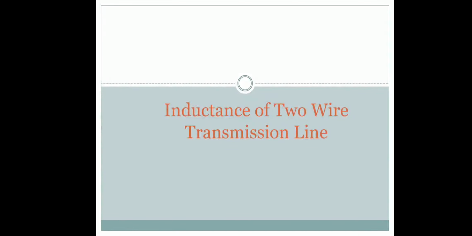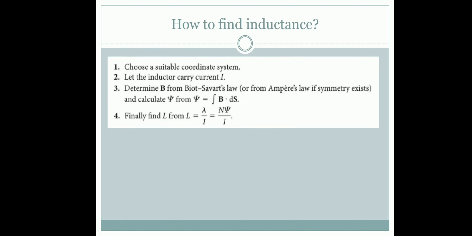Hi all, in this class we are going to find the inductance of two-wire transmission line. In previous class we studied how we can find the capacitance of two-wire transmission line. So to find the inductance of two-wire transmission line, first we need to assign a suitable coordinate system. Then we need to provide a current I to that conductor.